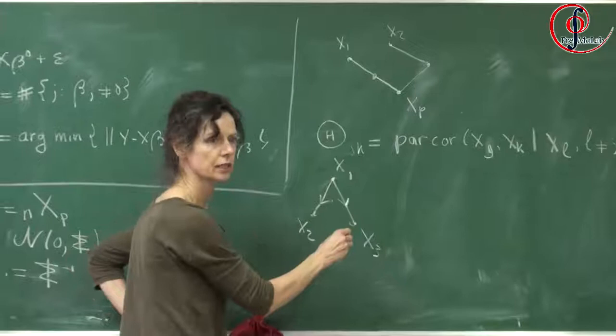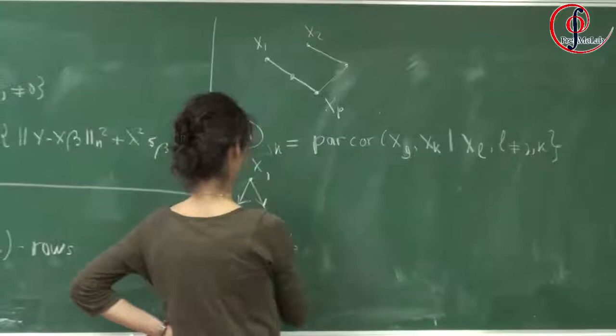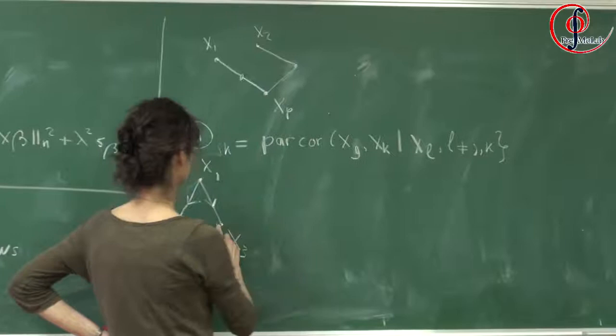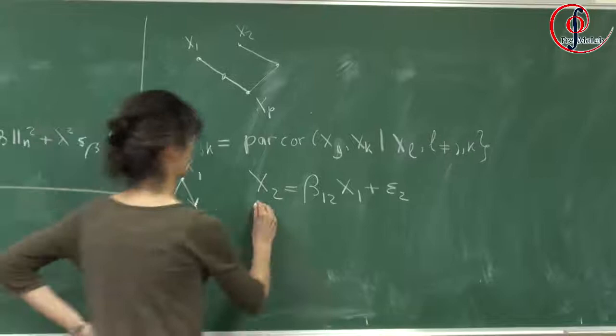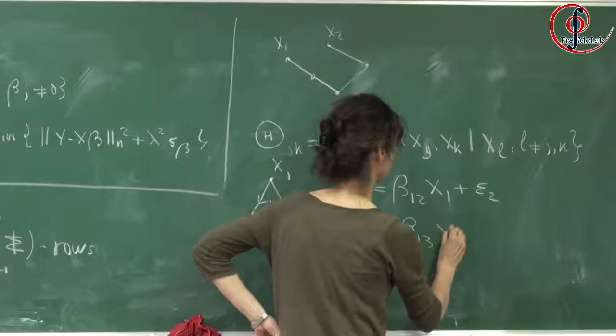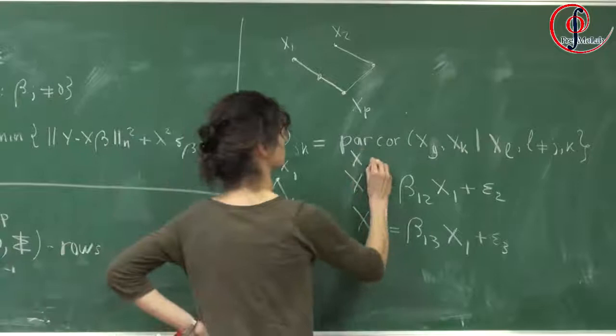But the way to model that is that you say, for instance here, you have some arrows. X2 is beta_12 times X1 plus error. X3 is beta_13 times X1 plus error. And X1 is just a parent of everything.